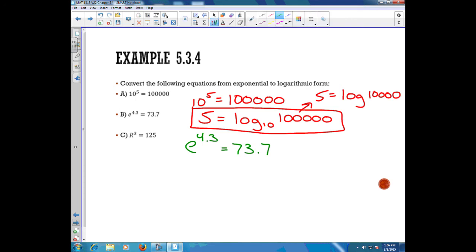Okay, our exponent is 4.3, and the number part is 73.7. And so the exponent, 4.3, is equal to log of the base of the number. So we can simplify this just a little bit. Log base e is just the natural log of 73.7.